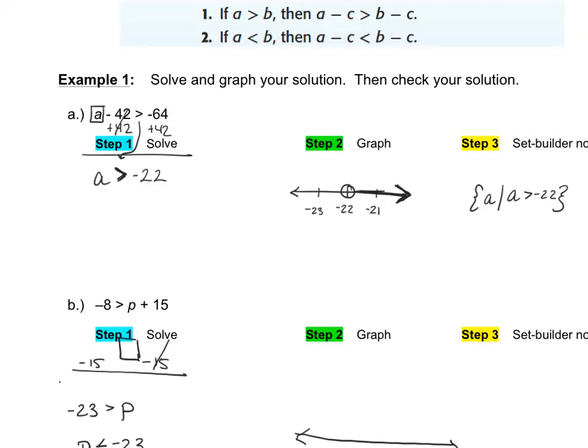So I'm going to have my negative 23. To the left would be negative 24. To the right would be negative 22. It's an open circle, and it's less, so it's going left. Set builder notation. All values of P such that P is less than negative 23.